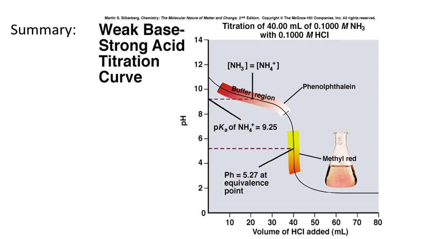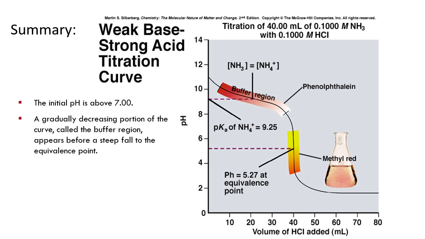Let us do a quick comparison of our weak acid strong base titration curve to our weak base strong acid titration curve. In this case, our weak base would be the titrand, which means that initially in the flask, we're going to have a pH that is greater than 7 because we have a weak base. In this case, we have ammonia being titrated against hydrochloric acid. So initial pH is above 7, and then we're going to see a gradually decreasing portion in the buffer region until it gets to this steep fall in the pH around the equivalence point.